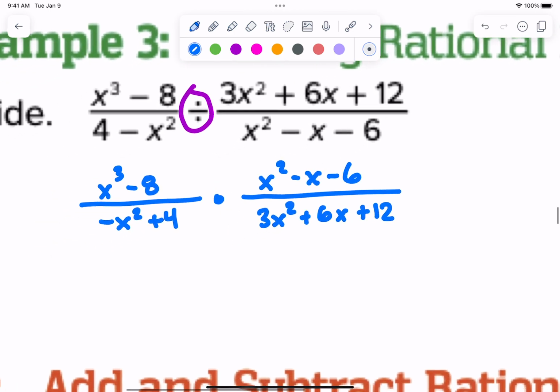Wait, she just flipped the bottom. I just flipped these two right here. Yeah, keep, change, flip. We did that in Kramer's class. You did it in my class in algebra 1 or algebra 2, like on the x squared plus 4. Isn't that different to squares?